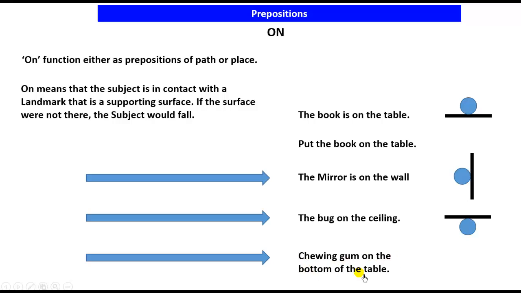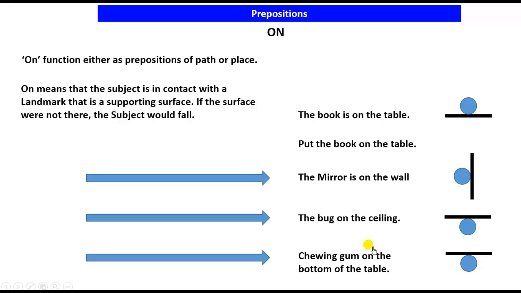See the next example. Chewing gum on the bottom of the table. We cannot say here "chewing gum on the table." If we say "chewing gum on the table," then the situation will be like this. It will be on the surface, the top of the surface of the table. But here it is at the bottom, so we will have to say "chewing gum on the bottom of the table."